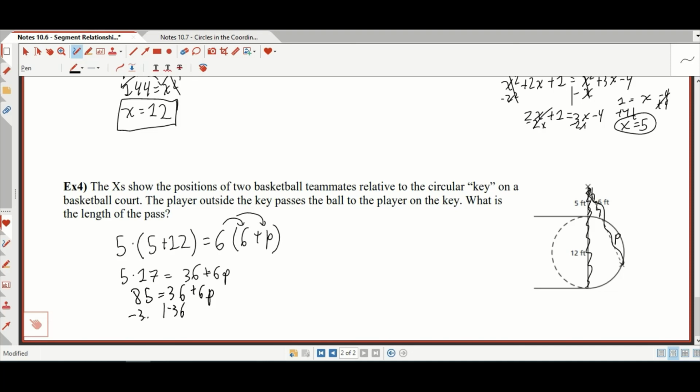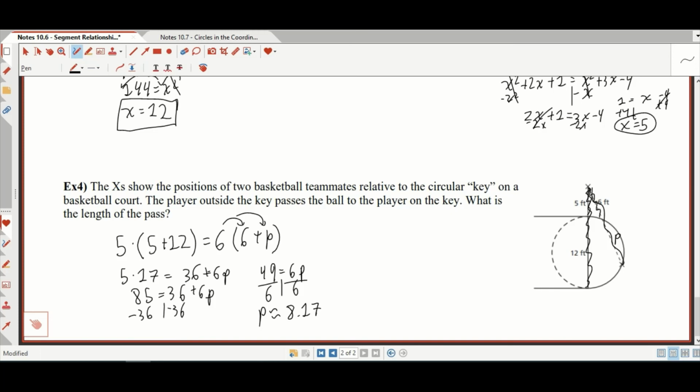Subtract 36 from both sides. And 85 minus 36 is 49 equals 6P. Divide both sides by 6. And you get that P is about 8.16. Well, 8.17. Okay? Now that's not the whole thing, right?